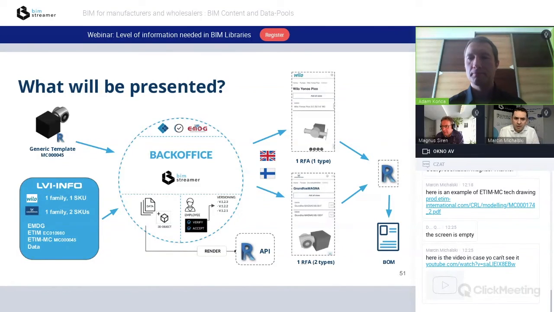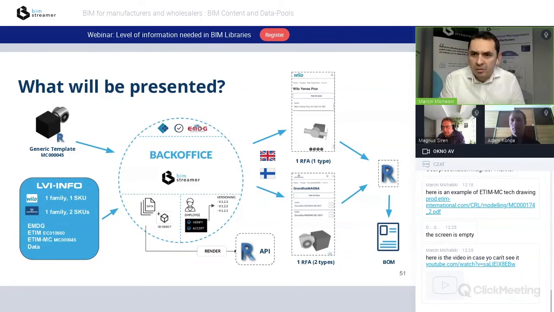And what about the validation? Because we showed that we only validated against ETIM or against EMDG and ETIM-MC. Is it possible to validate also against other validation rules? Of course, so we can validate according to every service we will integrate with.